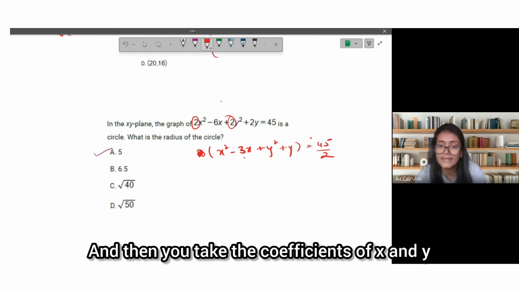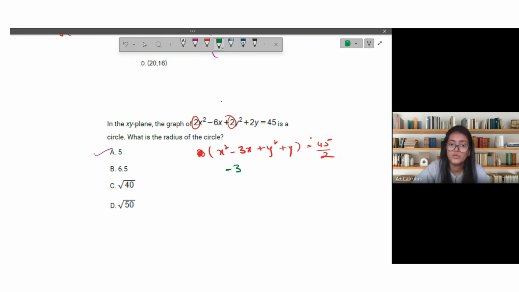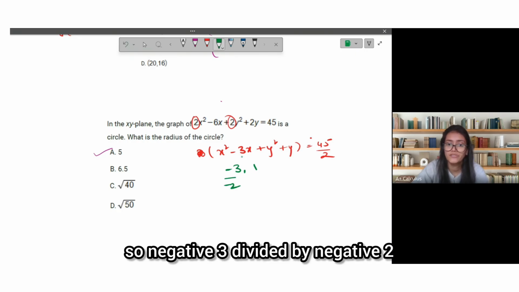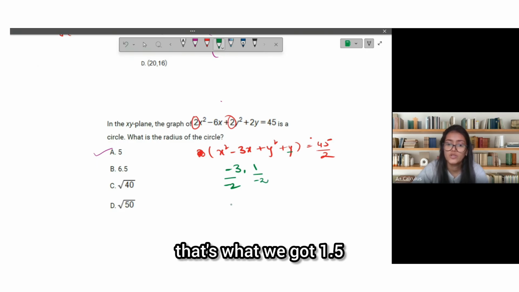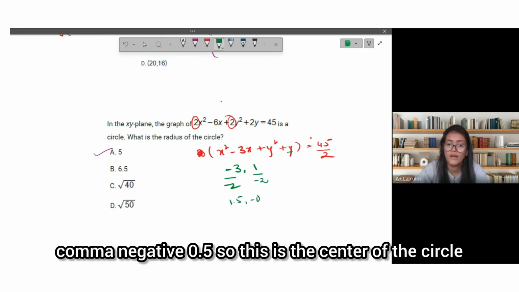Then you take the coefficients of x and y. So coefficient of x is -3, coefficient of y is 1, divide by -2, divide by -2. So -3 divided by -2, and coefficient of y is 1, divide by -2. So that's what we got, (1.5, -0.5). So this is the center of the circle.